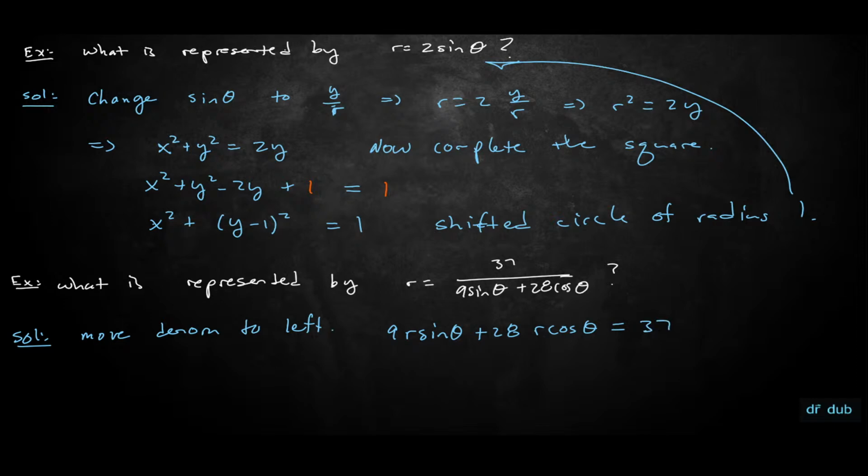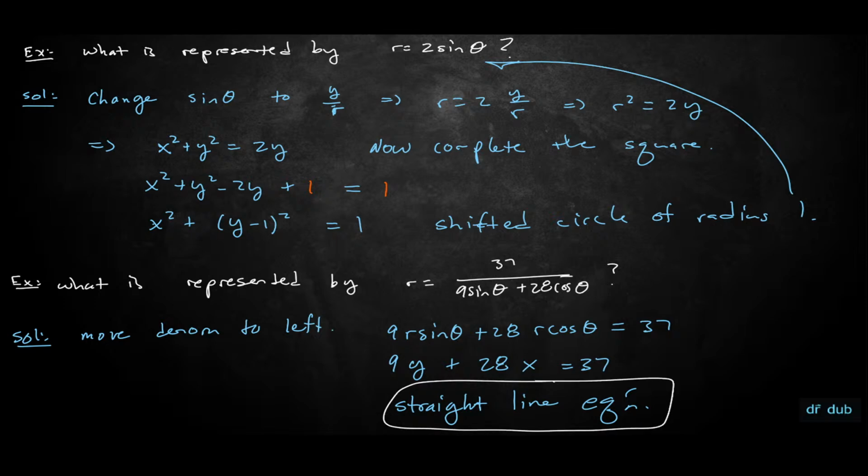And what is r sine theta? Well, that's just y. So this is 9y plus 28r cosine theta, well, that's x, equals 37. And this is just a straight line equation. It just has a different slope and intercept than we were talking about earlier, so just a straight line.